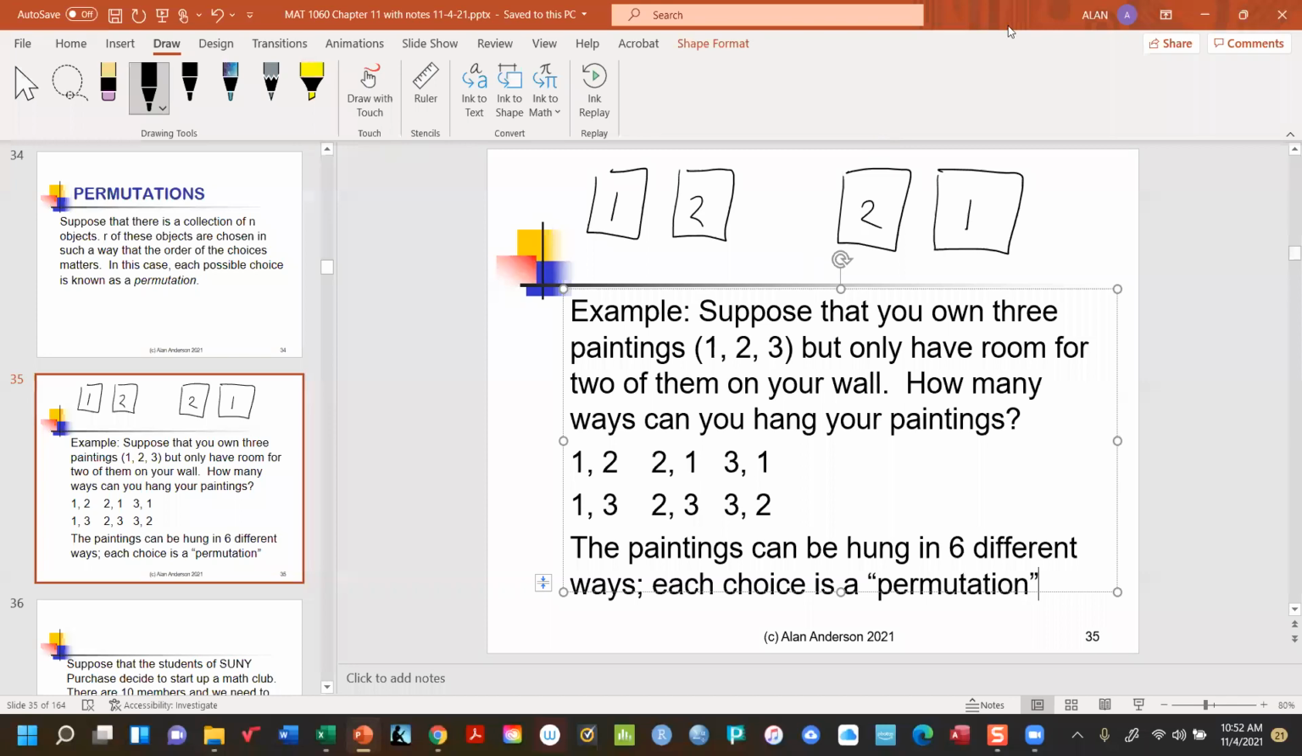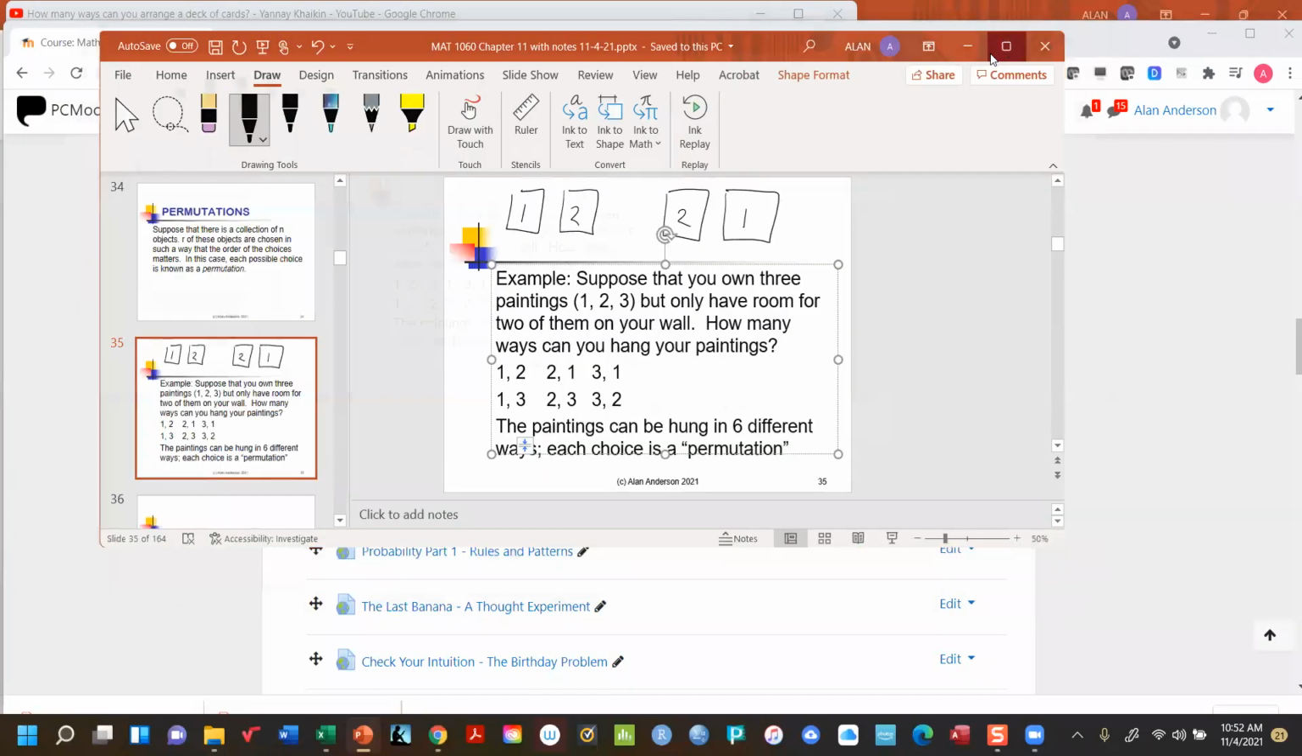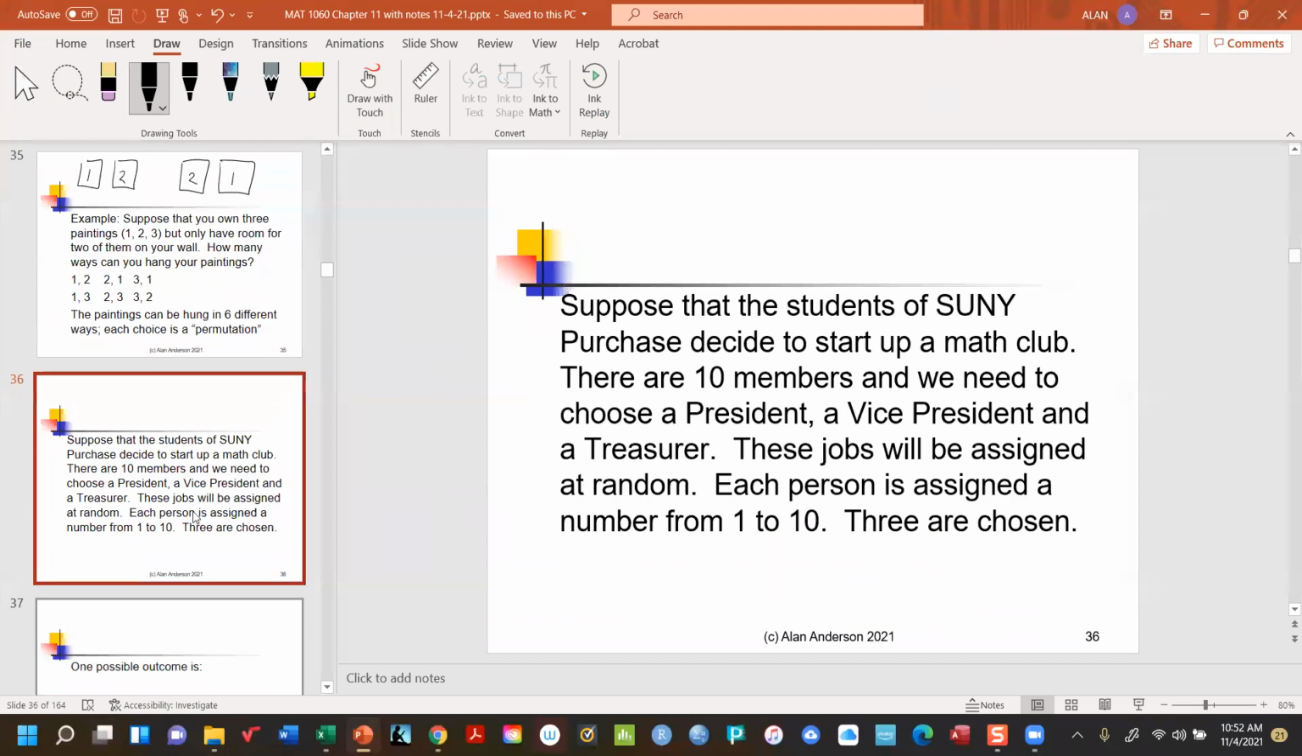All right, let's look at another example of this. Suppose that the students of SUNY Purchase decide to start a math club. There are 10 members in the club, and we need to choose a president, a vice president, and a treasurer. Suppose that the rules of the school require that each club has a president, a vice president, and a treasurer. Now, nobody is volunteering for these jobs. They're like, no, it's okay. Let somebody else do it. But we have to have these 3 positions filled.